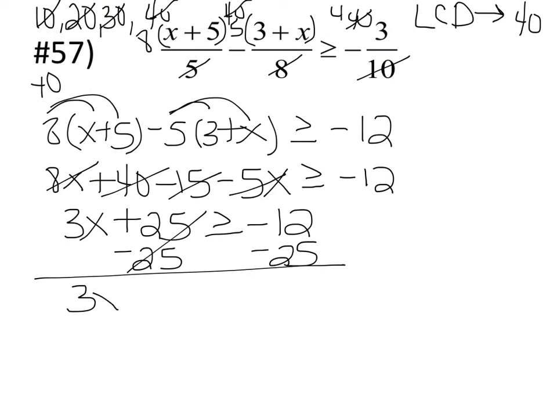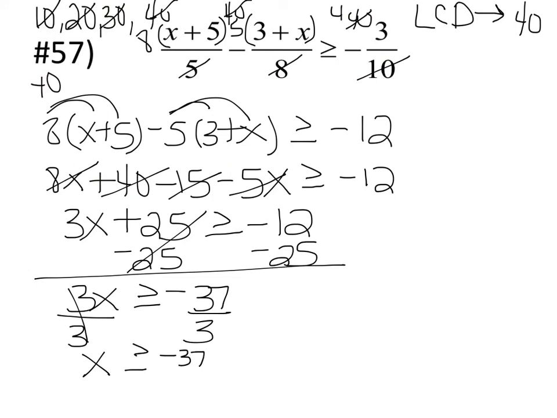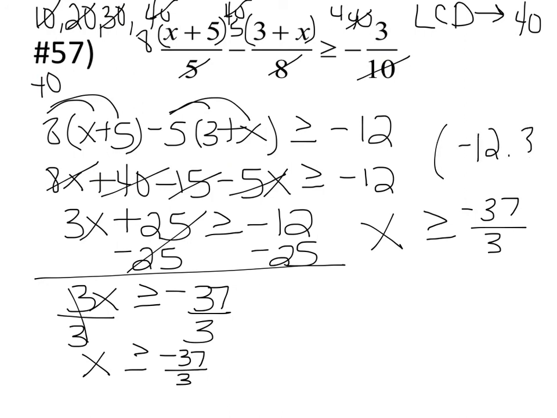So you get 3x is greater than or equal to negative 37. Divide both sides by 3. You get x is greater than or equal to negative 37 over 3. So this is kind of like that problem that we had earlier. We don't know what negative 37 over 3 is. So let's go ahead and punch it in the calculator and see where we're going to need to graph that. So negative 37 divided by 3 is approximately negative 12.3.